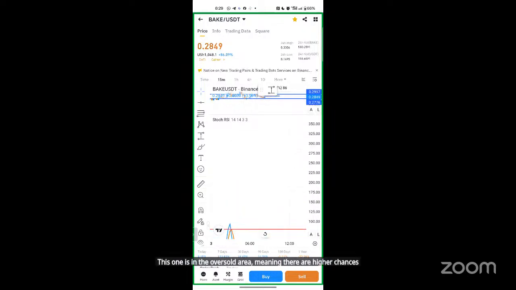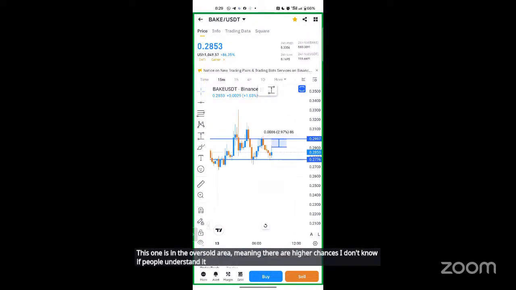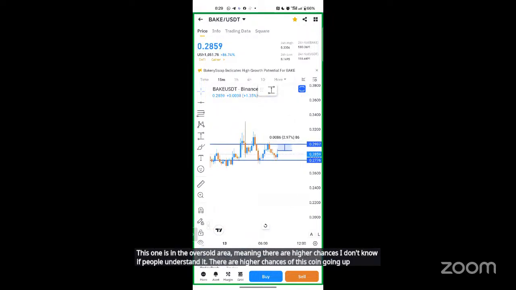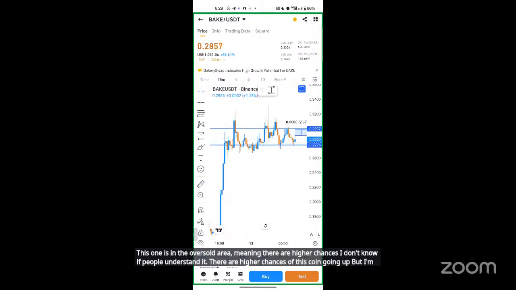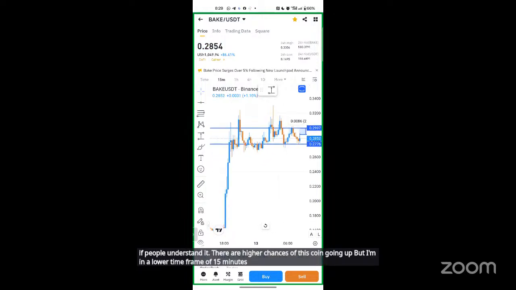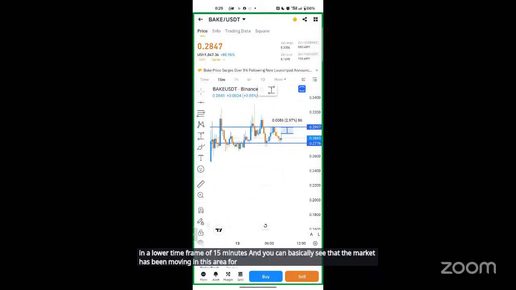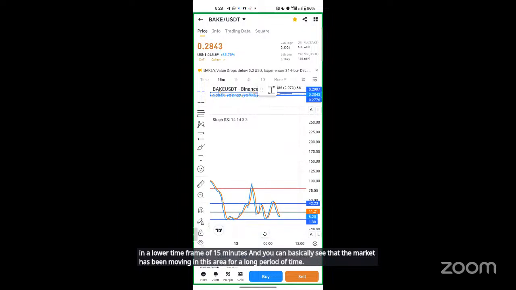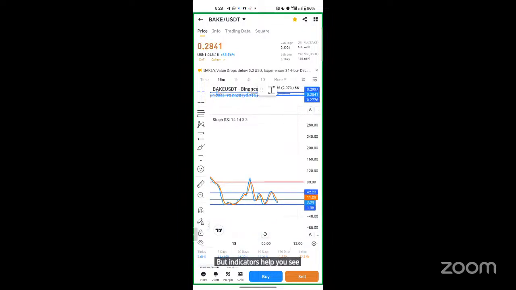I don't know if people are understanding. There are higher chances of this coin going up, but I'm in a lower time frame of 15 minutes. And you can basically see that the market has been moving in this area for a long period of time. But indicators help you see where the coin is currently.